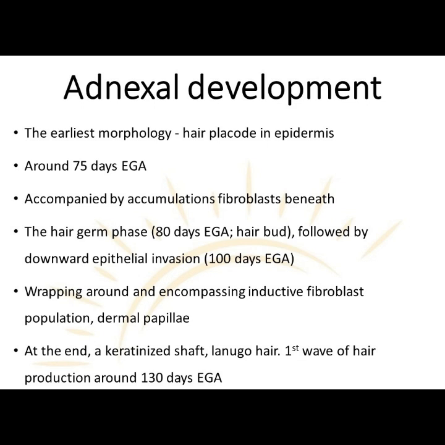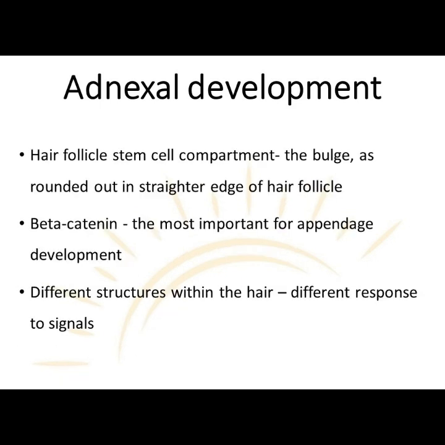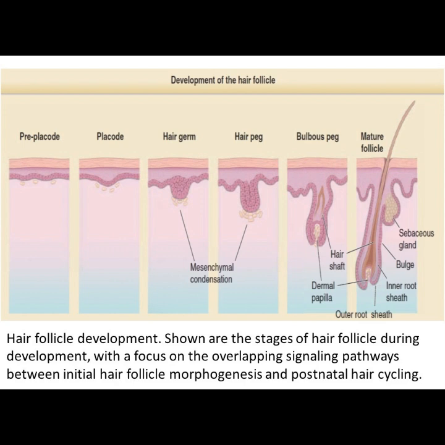130 days EGA. Follicle produces lanugo hair, first keratinized shaft. Lanugo is shed before birth. Bulge stem cell compartment. Maintains hair cycle. Appears as a bulge in the follicle wall.